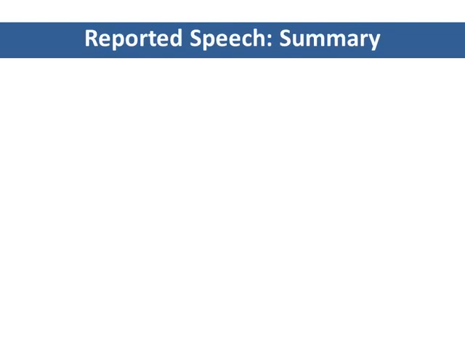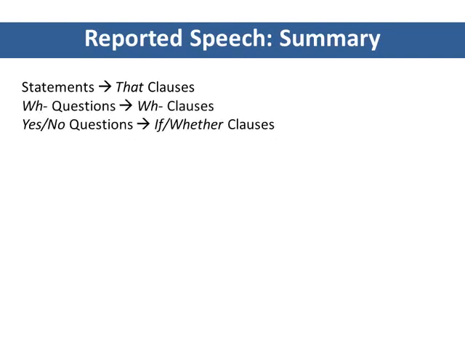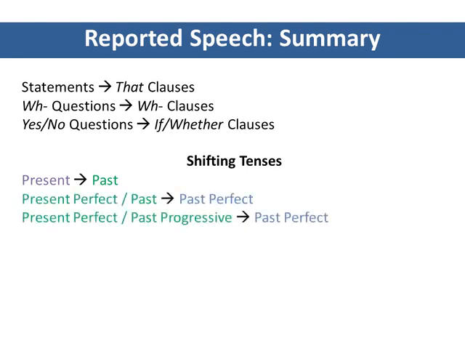Here are the main points to remember about reported speech. Statements are reported in that clauses. Questions are reported in WH clauses or with if or whether. When information is reported in the past tense, shifts in tense occur. Present tense shifts to past tense. Present perfect and past shift to past perfect. Progressive tenses follow the same patterns. The modals will and can shift to would and could.